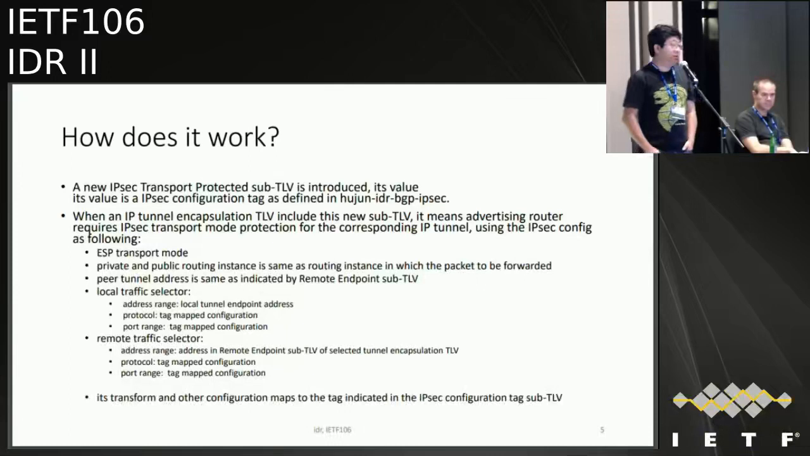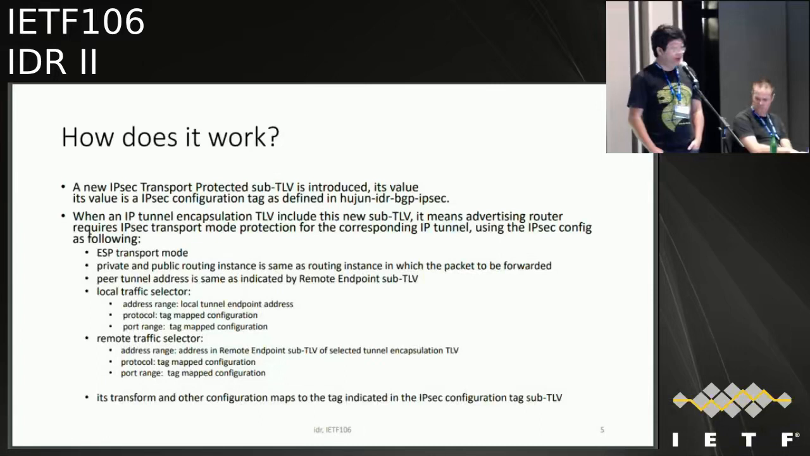So how does it work? In this draft, I introduced a new IPsec transport protected sub-TLV. The value of this sub-TLV is the IPsec configuration tag as defined in the previous draft. When the IPsec encapsulation TLV includes this new sub-TLV, it means the advertising router requires IPsec transport mode protection for the corresponding IP tunnel. For example, if you have this IPsec transport mode protection sub-TLV inside a VXLAN tunnel TLV, it means the advertising router requires you to use IPsec transport mode along with the VXLAN tunnel to reach this particular route.